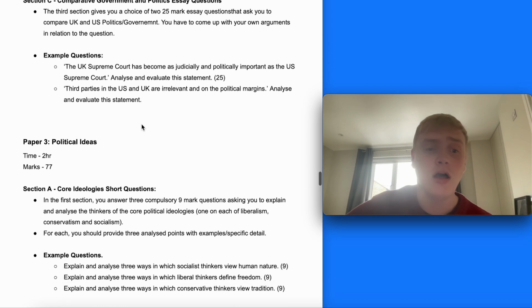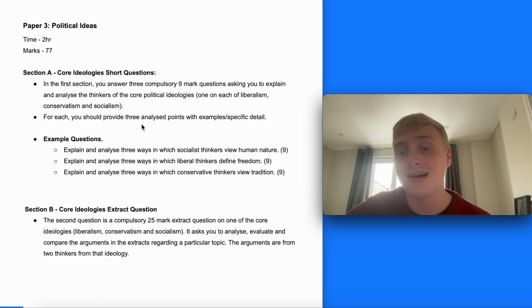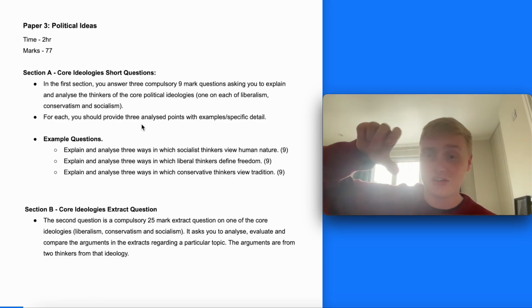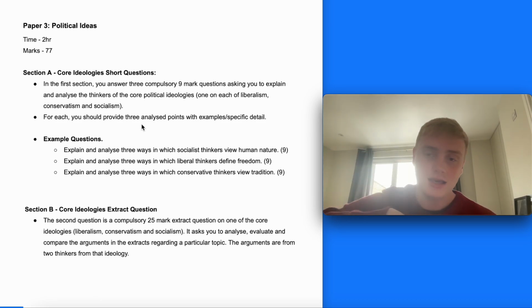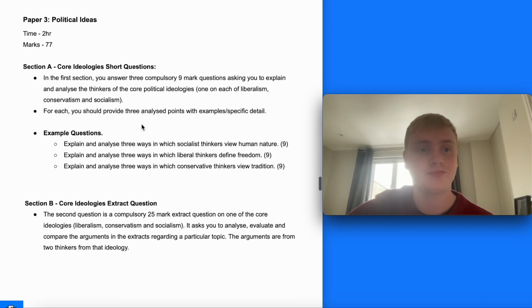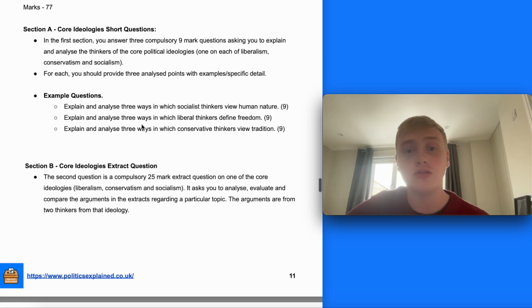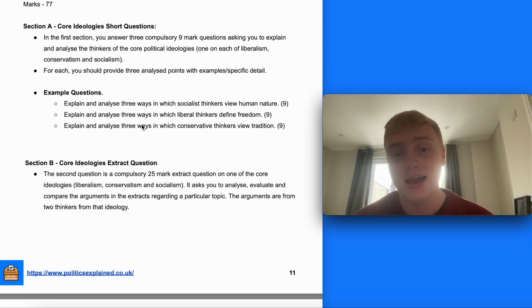In AQA then, the final paper is on political ideas. So obviously what we saw with Edexcel is it combines UK and political ideas. The AQA spec keeps them separate. So again, the first section is 3 compulsory 9-mark questions. And here this is on the core ideologies, and it's asking you about the thinkers. So you have 1 on socialist thinkers, 1 on liberal thinkers, 1 on conservative thinkers, and it asks you for 3 points on each of them.